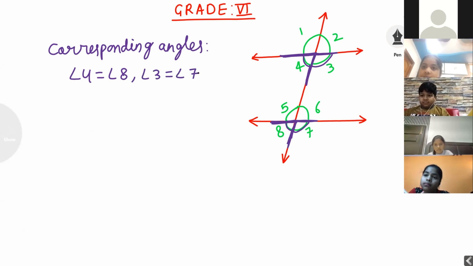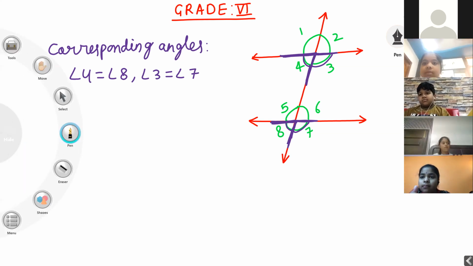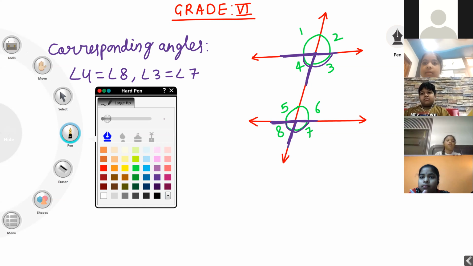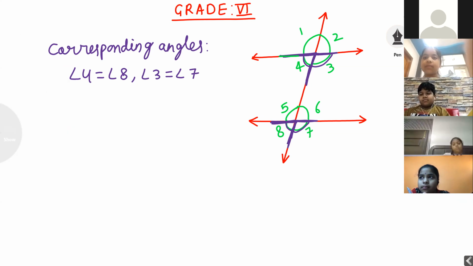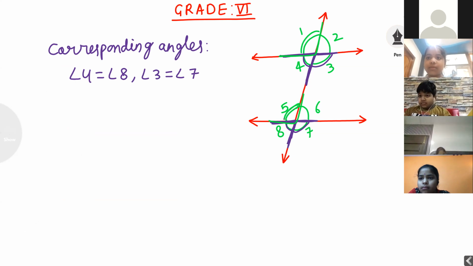Now I want to check the up angles, 7 shape or F shape. We are observing here, students. This is 7 and this is 7. Up angle, angle 2 and angle 5. Both are corresponding angles. Angle 2 is equal to angle 5.